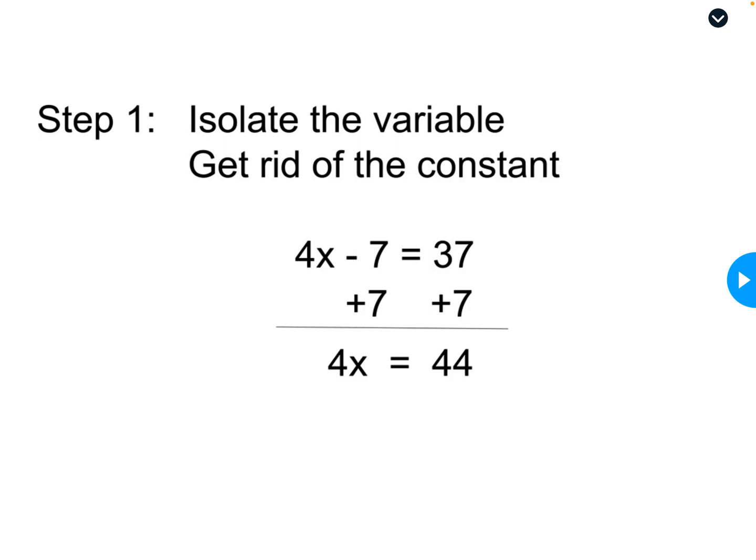To do that, if it's a two-step equation like this one, we first need to get rid of the constant. In this problem, 4x minus 7 equals 37. The constant is the negative 7. To get rid of a negative 7, we need to add 7 to both sides. So we use inverse operations. And that's going to leave us with 4x equals 44, which looks a lot like what we're used to in a one-step.